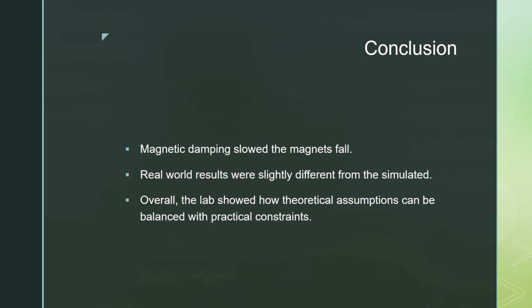In conclusion, magnetic damping visibly slowed the magnet's fall, but real-world results diverge from simulations due to unmodeled forces. This lab highlights the importance of balancing theoretical assumptions with practical constraints.